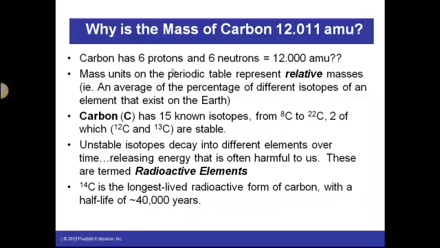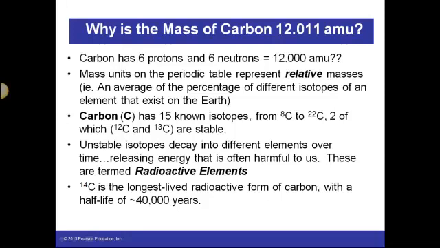So carbon has 6 protons and 6 neutrons. The major isotope of carbon has 6 protons and 6 neutrons, so it should have an exact atomic mass of 12 atomic mass units. The mass units on the periodic table represent relative masses, an average of the percentage of each different isotope that exists on the Earth.